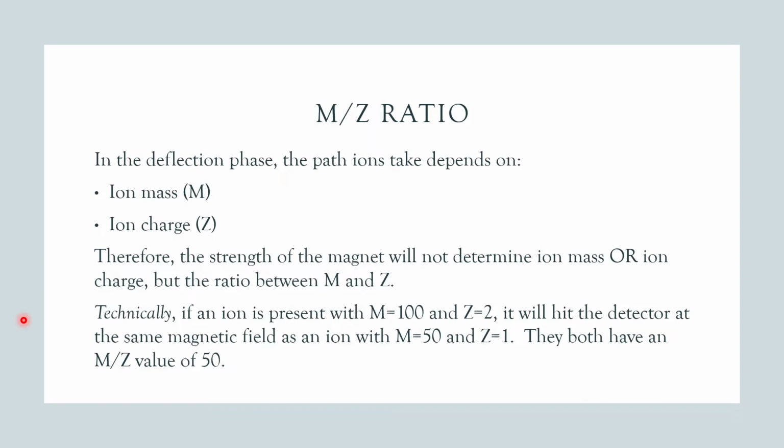So what that means is if I had an ion fragment that had a mass of 100 but a charge of say 2+, it will be influenced by the electromagnetic field twice as much as a fragment with a mass of 100 and a charge of 1. And what that means is you could have one of these mass 100 charge 2+ fragments hitting the detector at exactly the same magnetic field strength as a fragment that has a mass of 50 and a charge of 1, because they both have an m/z value of 50.